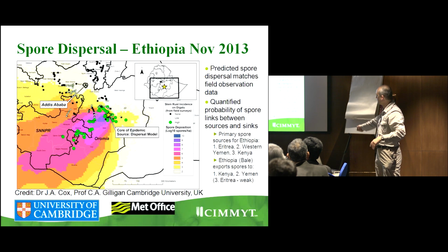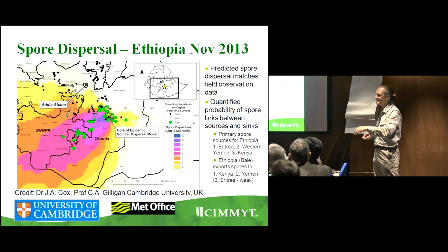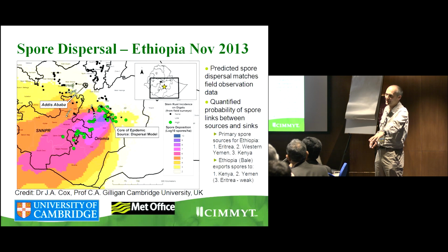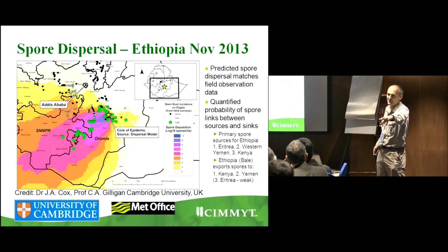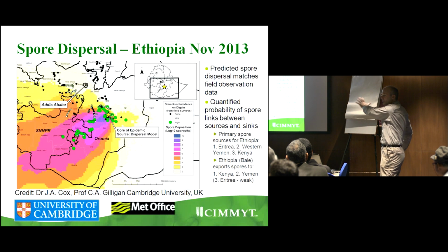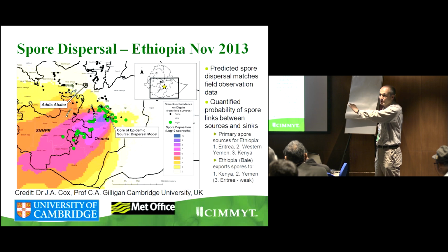Yeah. So what you can see here is that there's a very good fit between what the field surveys are telling us, where the disease is, where the epidemic was, and what the model is saying where the spores would move. So we're getting increasing confidence in what the models can tell us about spore dispersal.